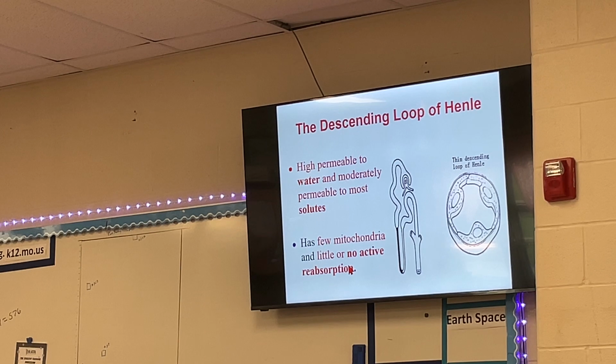It does have few mitochondria, so little to no active reabsorption. So those active transports that needed ATP, that's not really going to happen so much here. There might be a little bit of it, but because mitochondria are necessary for ATP formation, we're not going to see as much of that take place in the descending loop of Henle.